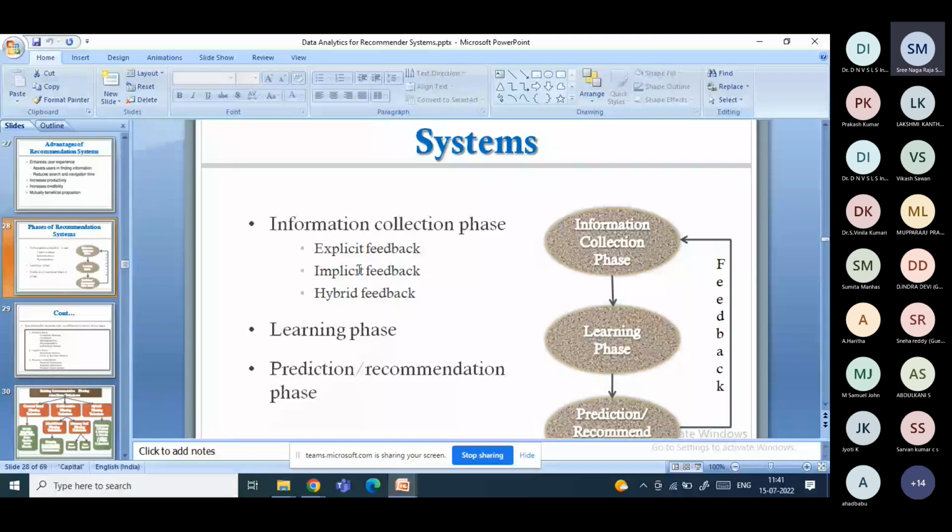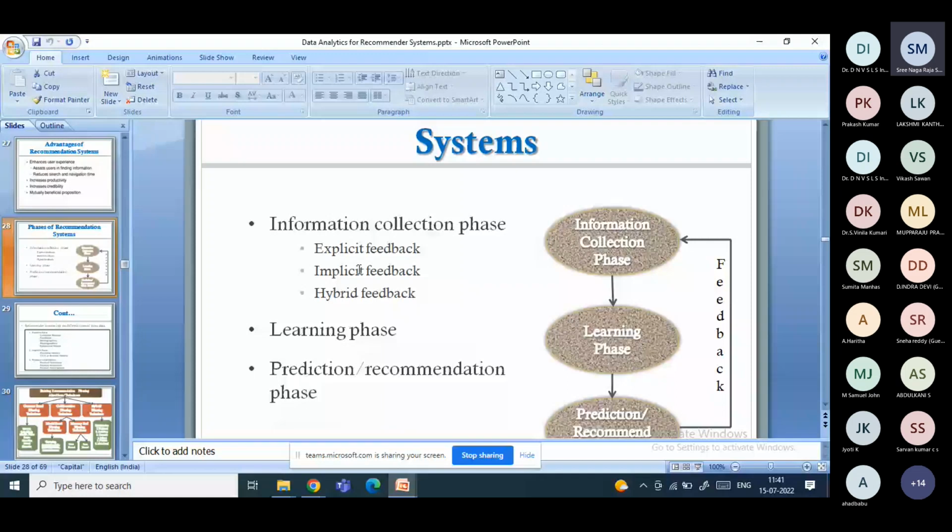In this information collection phase, there are three categories of collection: explicit feedback, implicit feedback, and hybrid feedback. After collecting the feedback from the public, we need to generate the model. This model is a machine learning algorithm model or a deep learning algorithm model. This is called the learning phase, and all the machine learning algorithms are applicable in the learning phase.